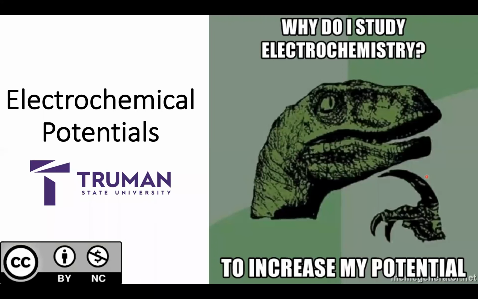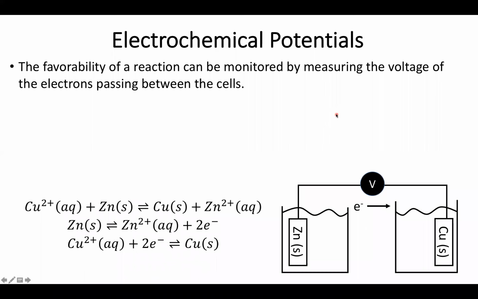So today we're going to be measuring the favorability of a reaction using electrochemical potentials. Potential is a way of monitoring the voltage, or the amount of energy that passes in between our two cells, or our anode, where our oxidation is producing electrons, and our cathode, where our reduction is consuming electrons. And so we're going to try to figure out exactly how much energy this reaction has by measuring the voltage of the system.